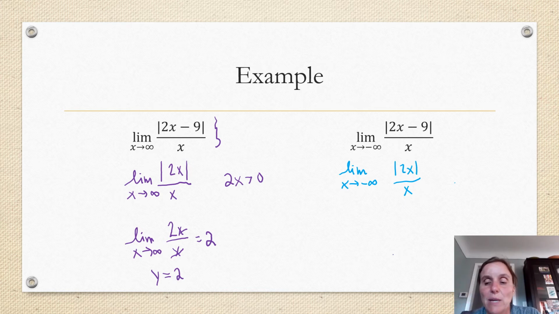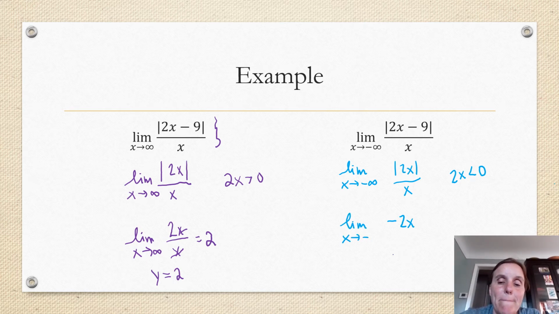But in this case, if I take 2 times a really giant negative number, 2x is actually a negative number. So the absolute value bars really do something for us. They change the sign of 2x. So I'm going to change the sign of 2x. Just to emphasize, negative 2x looks like a negative number, but it's actually positive because x is negative, because we're going to negative infinity. Again, our x's cancel, and so we wind up with negative 2.